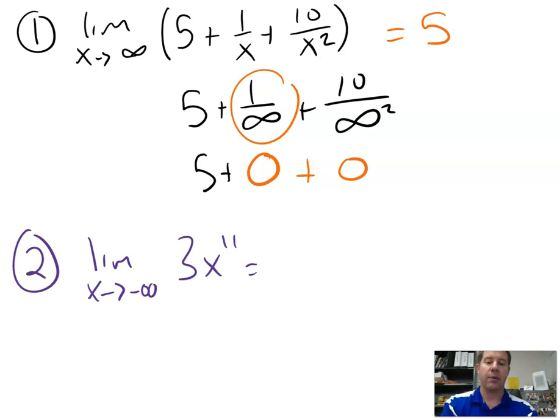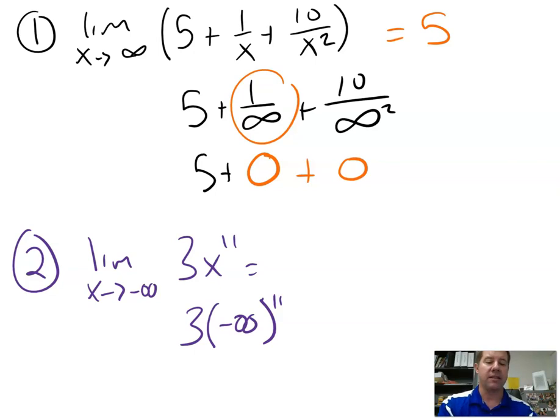Okay, next example. The limit as x approaches negative infinity of 3x to the 11th power. So kind of going back to the last one, the first thing we're going to want to do is try a little direct substitution, or at least, again, this is what I'm thinking about in my head. Again, we can't really plug in infinities, because infinity is not a number, but I want to think about that.